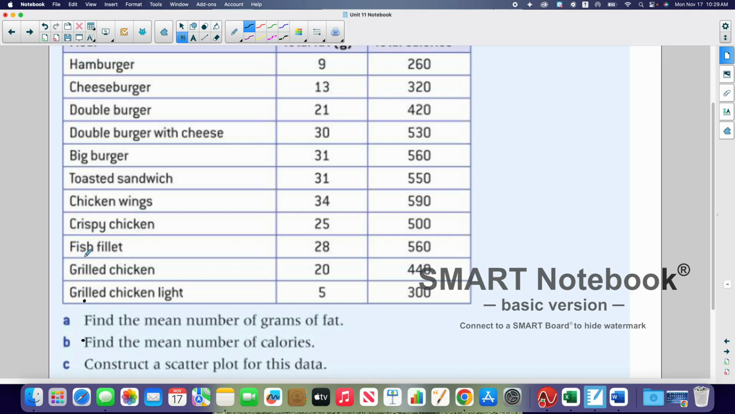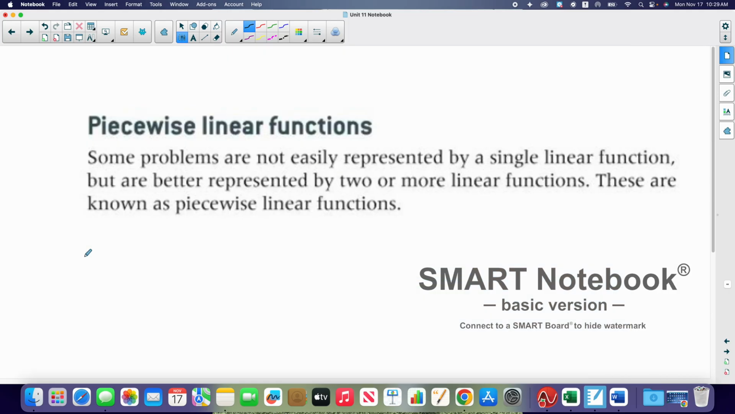Okay? All right. So the next little subject that I need to discuss with you, need to turn the page, is piecewise function. We did a little bit of piecewise function last year, but I need to revisit that. That is something that is on the IB test.